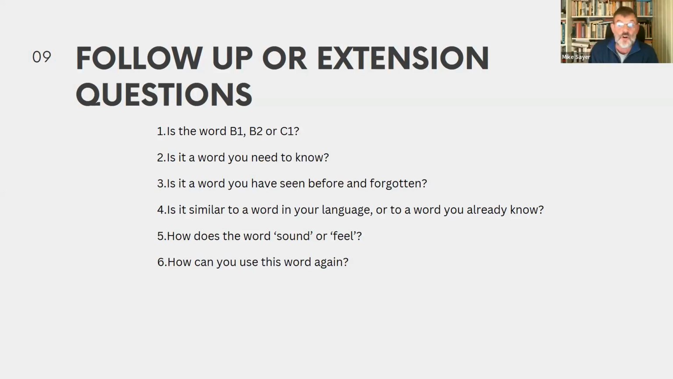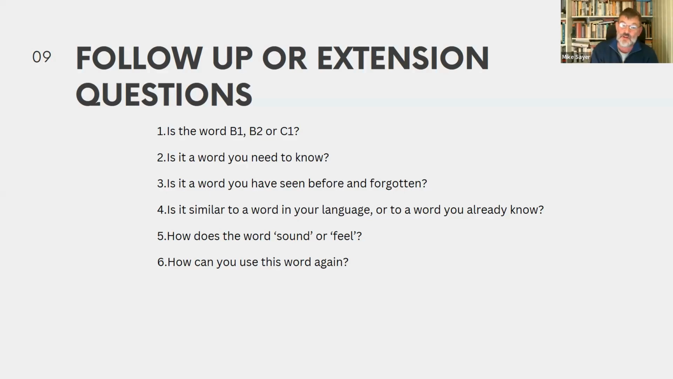Which is number 2. Is it a word you need to know? Make them discuss that, make them think about that. Is it a word you've seen before and forgotten? Quite often when students read, especially at higher intermediate level, they've come across words before, but they can't remember what they mean. And that's why reading is very important. Doing lots of reading helps you remember words.